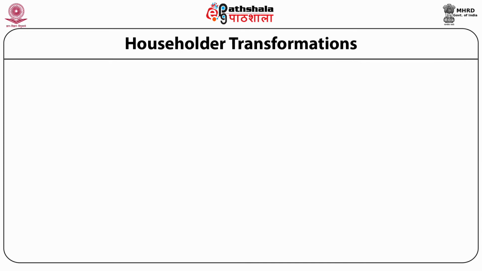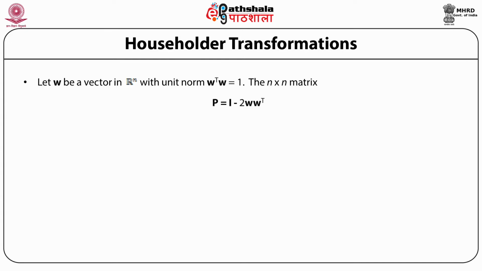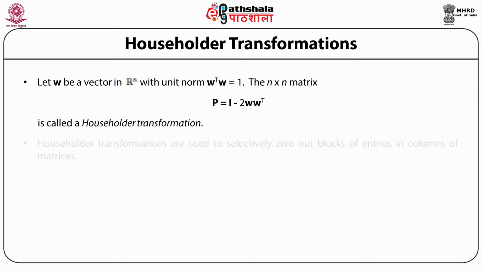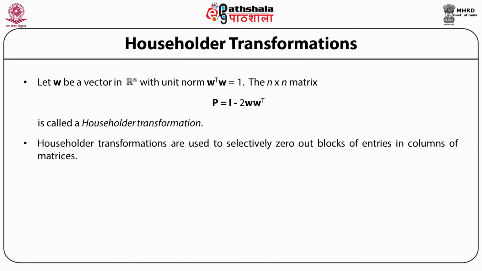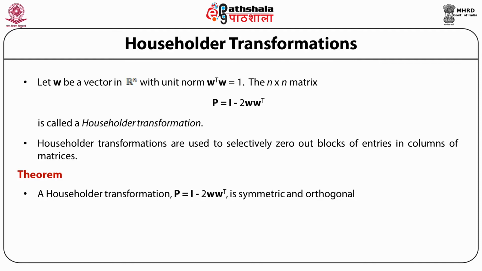Householder transformation. Let W be a vector in space R raised to power n with unit norm, W transpose W equals 1. The n cross n matrix P is equal to I minus 2 W W transpose, and is called a Householder transformation. Householder transformations are used to selectively zero out blocks of entries in columns of matrices. Now the theorem: a Householder transformation P equal to I minus 2 W W transpose is symmetric and orthogonal.